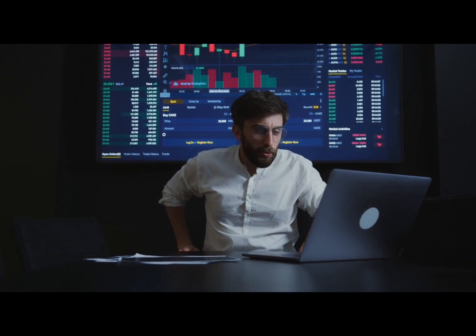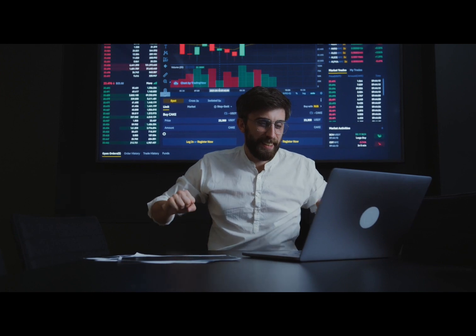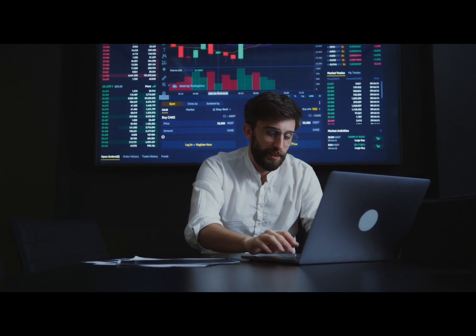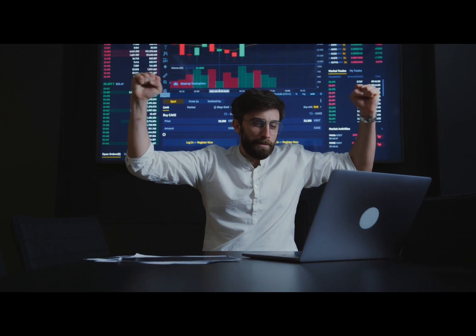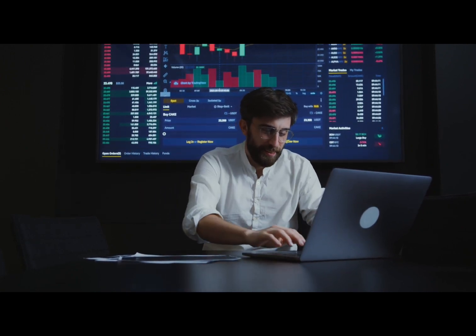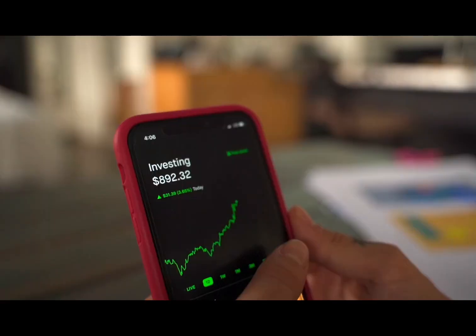Seven, placing trades. Executing trades on OANDA WEB is a straightforward process. Choose the trading instrument you wish to trade. Perform market analysis using the available charting tools and indicators. Decide on the trade direction, buy or sell, and select your trade size. Set your desired stop-loss and take-profit levels to manage risk. Click the buy or sell button to execute the trade. Monitor your open positions and make adjustments if needed.